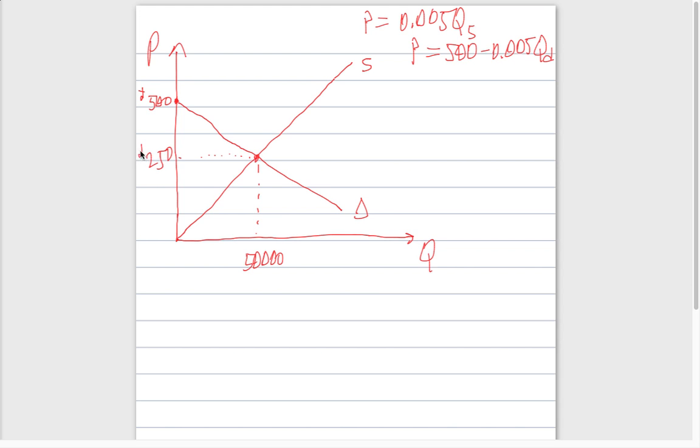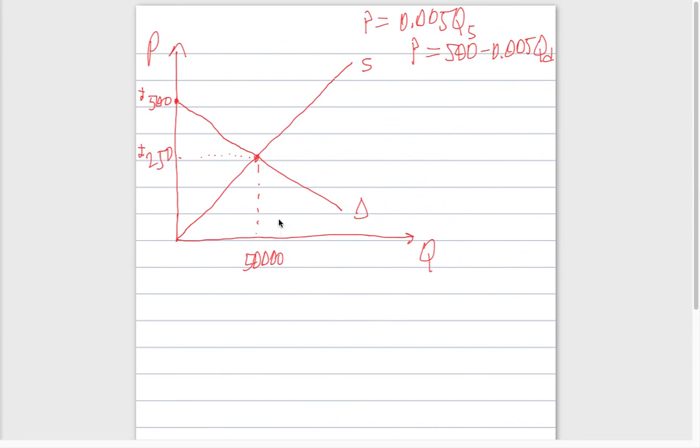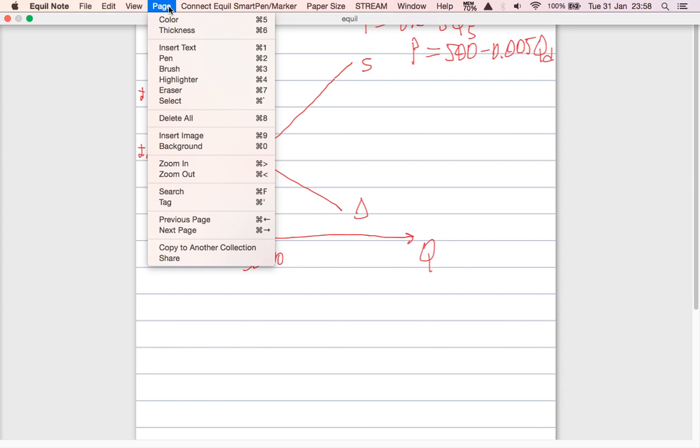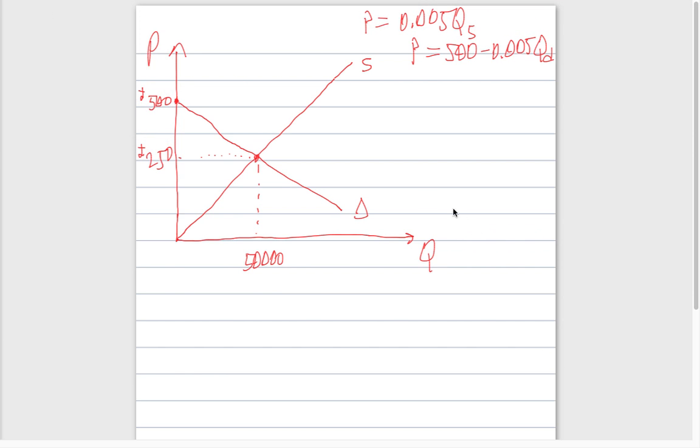If you remember, these are the equilibrium price and quantity that we calculated. Now if you look back, it says: suppose that tastes and preferences for smartphones change so that at every price an additional 20,000 phones are demanded. So tastes are moving the demand curve to the right by 20,000 units. That means it will be a parallel shift, and nothing else is changing. So it's going to be a parallel shift to the right.